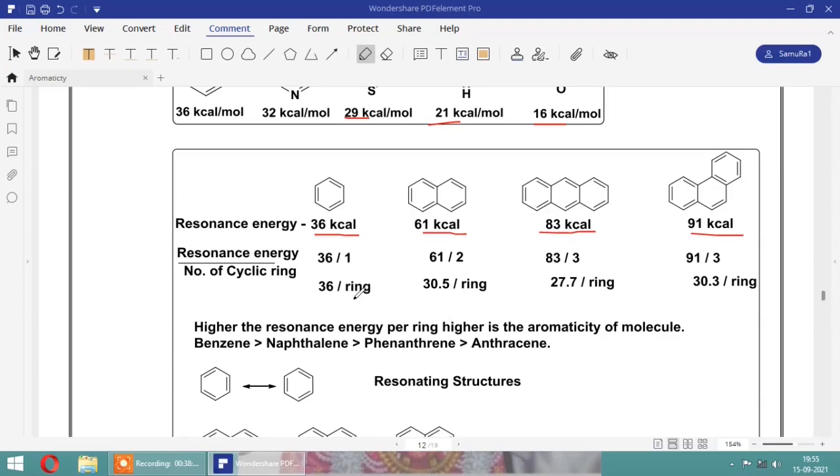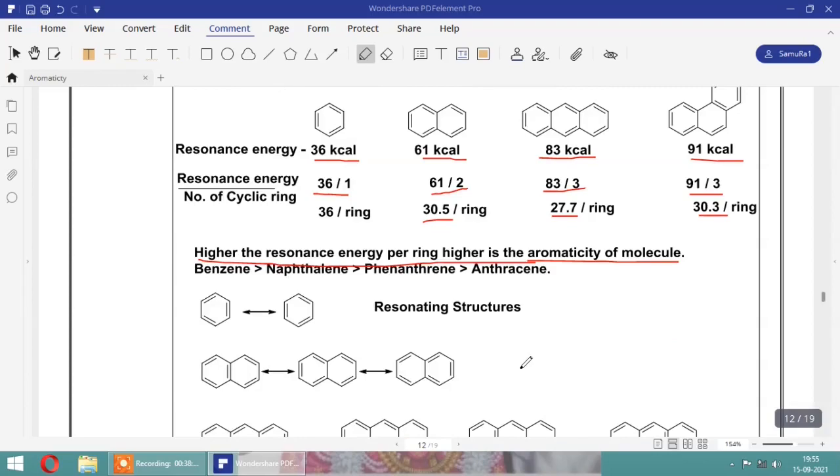Resonance energy divided by number of cyclic rings: that is 36 by 1. Here 61 by 2, since there are 2 rings, divided by 2, it is 30.5. Here since there are 3 rings, 83 by 3, that is 27.7 per ring. Here 91 by 3, that is 30.3. The higher the resonance energy per ring, the higher the aromaticity of the molecule. You remember this point. Benzene has more resonance energy: benzene greater than naphthalene, greater than phenanthrene, than anthracene. Here the resonance structures are given.